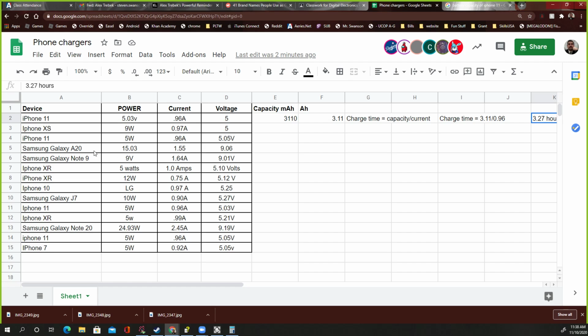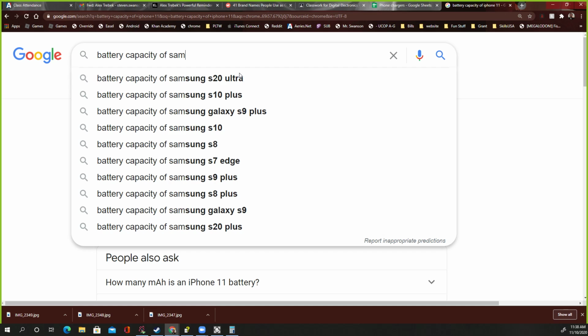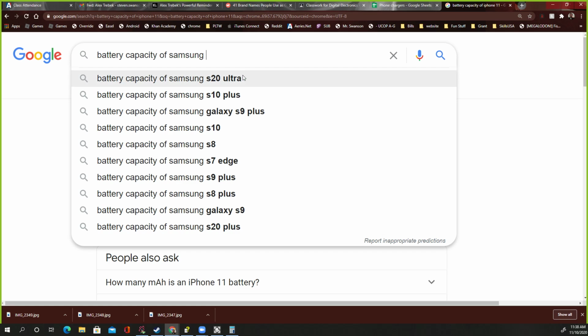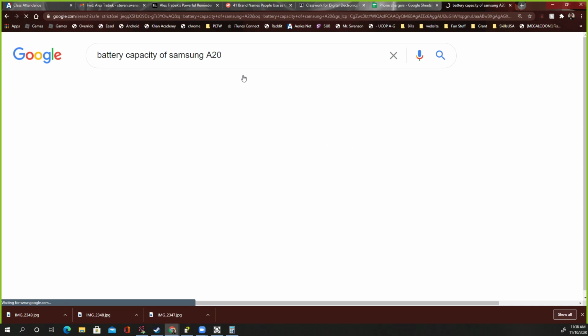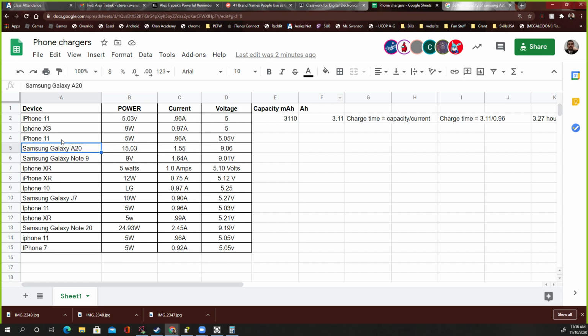I'll do one other one with you, one different one. So let's do a Samsung Galaxy A20, I guess. So let's go battery capacity of Samsung A20. 3,900 milliamp hours, a big battery. Samsungs have huge batteries in them. So this Samsung A20 has a 3,900 milliamp hour battery, which means its amp hour rating is, move the decimal place, 3.90. So that's the amp hour rating.